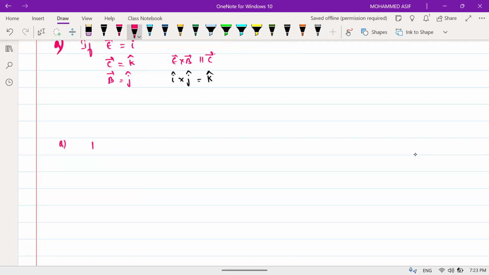One more question. If I say that magnetic field is in minus of J cap, beta, and speed of the electromagnetic wave is in your minus of your I cap, clear? Or plus of your I cap. Tell me what is the electric field direction. Anyone? B is given and I is given.